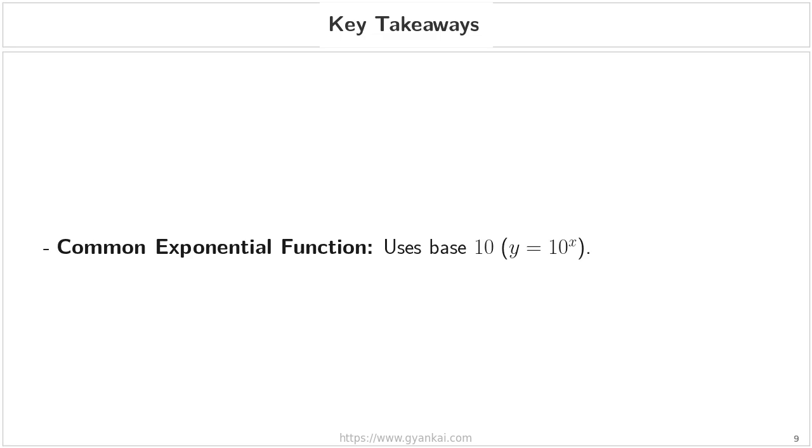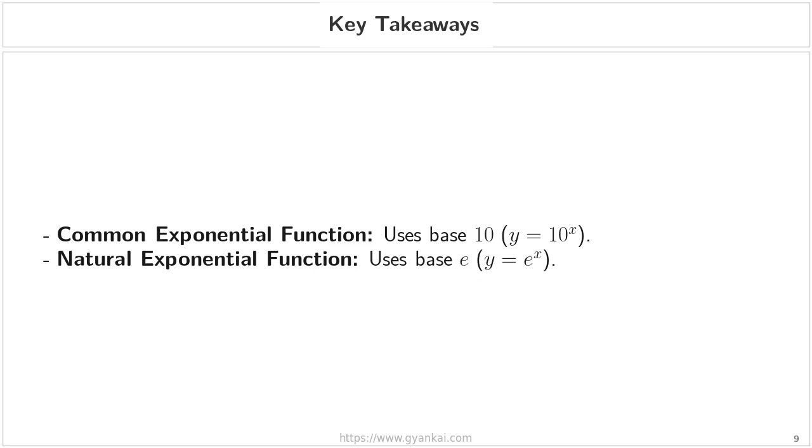Key takeaways. Now that we have explored the details of both functions and the concept of continuous growth, let us summarize the key takeaways from this section. First, we have the common exponential function. As we discussed earlier, this function uses base 10 and is expressed as y equals 10 to the power of x. It is particularly useful for measurements that span many orders of magnitude.